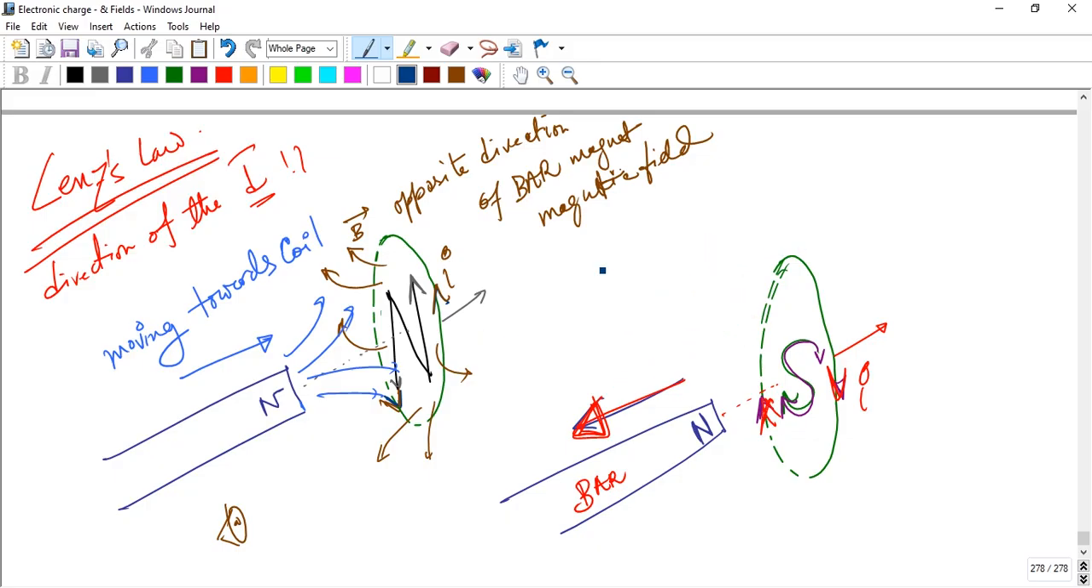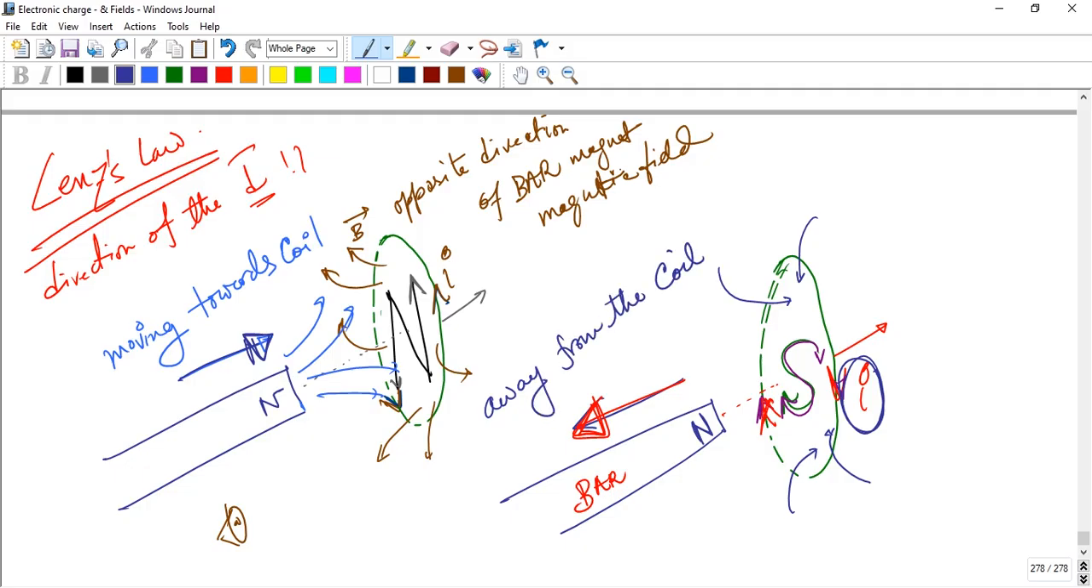So here, let's see the magnetic field inside. The induced current produces a magnetic field in the same direction. When moving towards the coil, the magnetic field increases, and when moving away from the coil, the magnetic field decreases. And that's Lenz's law. Lenz's law defines the current direction.